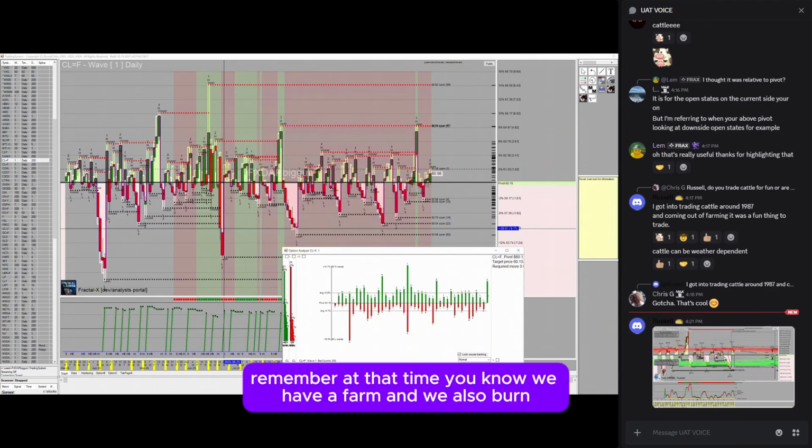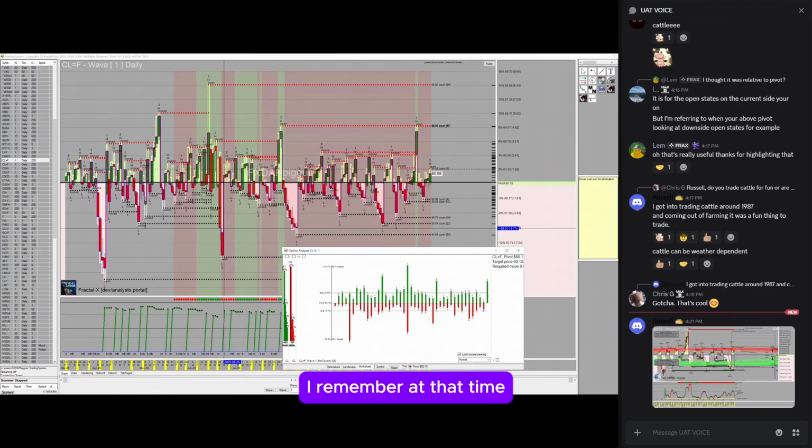And I remember at that time, we have a farm and we also burn diesel. Pioneer Fuels, that's one of the fuel companies we use, were calling around shopping diesel at 25 cents a gallon to take it because they're like, "We have nowhere for it to go and we're out of storage." They're just giving it away.